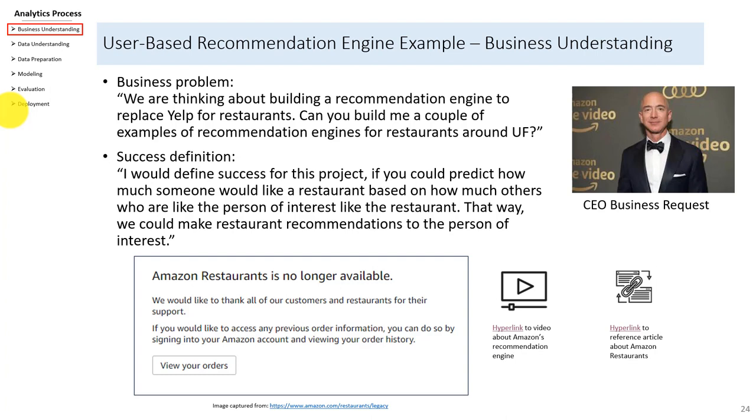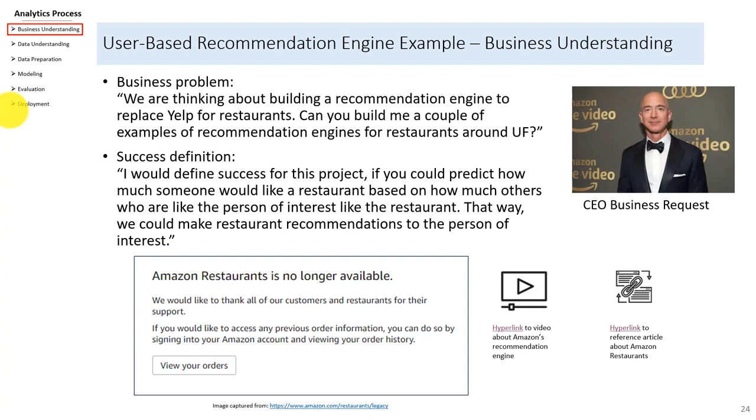The success definition is a second important part of this business understanding. It's like, okay, I know the problem, but how do I know what good looks like? That would be the success definition. He's saying that I would define success if you could predict how much someone would like a restaurant based on how much others who are like that person of interest like that restaurant. That way we can make restaurant recommendations to the person of interest.